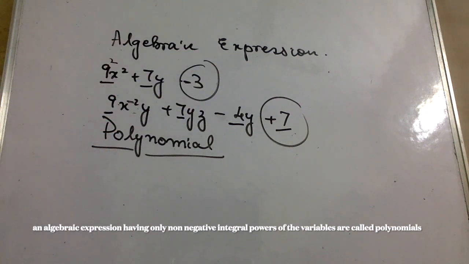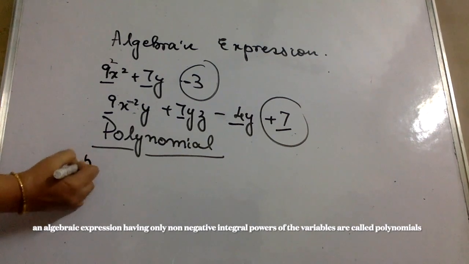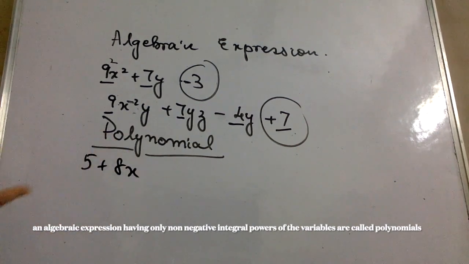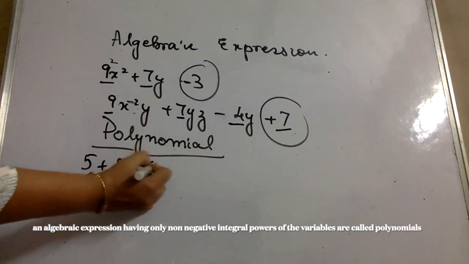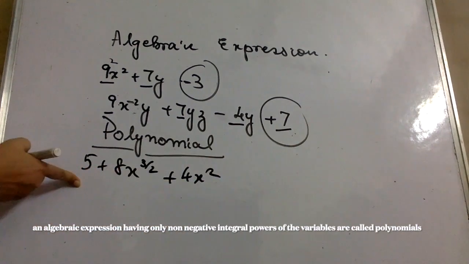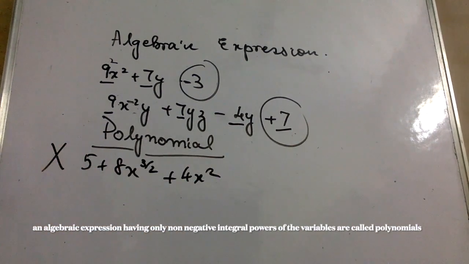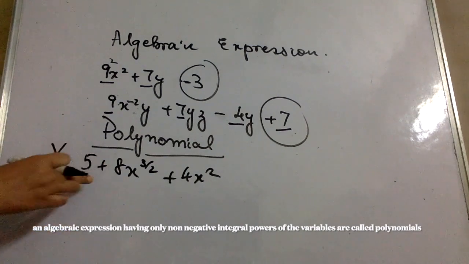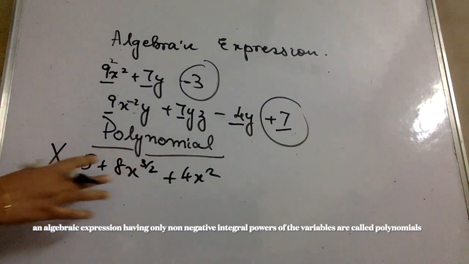Let us take a few examples, then you will know exactly what I am saying. So even fractions are not allowed here. Negative numbers are also not allowed in a polynomial. Let's take 5 plus 8x. Now here comes the variable, to the power 3 by 2, plus 4x square. This is not a polynomial. Why is it not a polynomial? It's not a polynomial because of this. Otherwise it was okay.